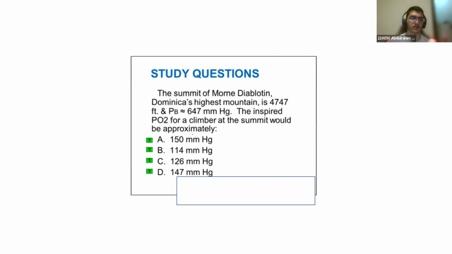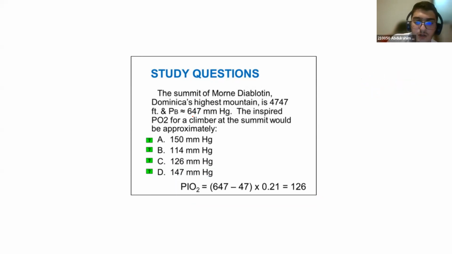So this is a question. Here, what do we have? Someone is in the mountain. The barometric pressure is 647. And the inspired PO2, what's the inspired PO2? So this is the equation. Does anyone know the answer? I told you about this equation. They will give you only one number and they expect you to have memorized the other two numbers. C, which is 126. Yes, excellent.